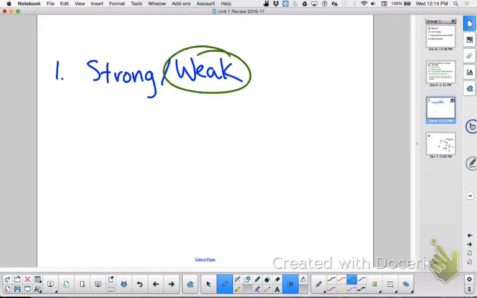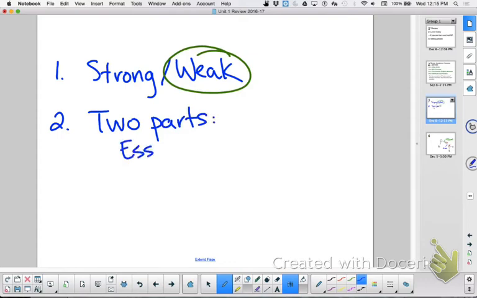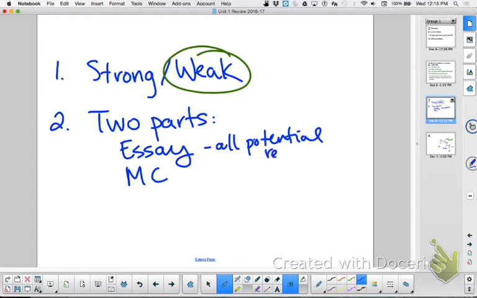And then number 2, you have 2 parts to your final. You have the essay part, and that's next week, right? And then you have the multiple choice part. Do you agree with that? So for the essay part, you already have all potential essays. I've given them to you. We have reviews about them. They're on the YouTube channel, right? You have the list of them.